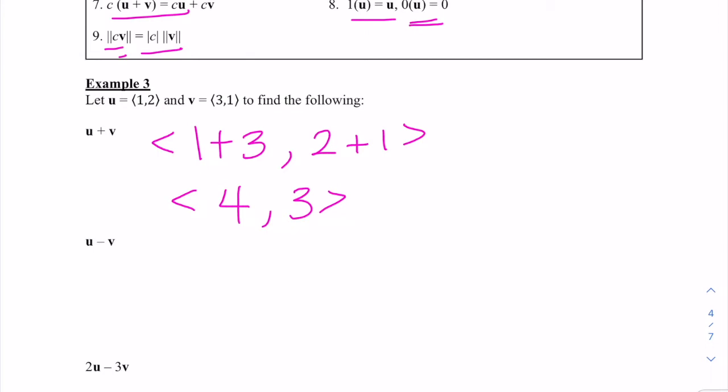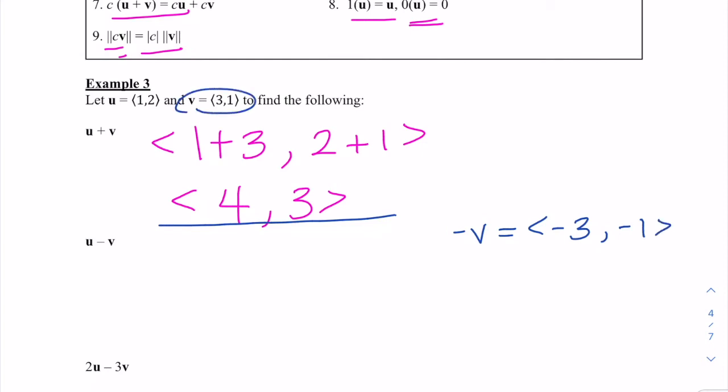Okay, and then u minus v, that means that we're going to have u, and then we're going to add the negative of v. All right, so I'm just going to put the negative v over here. So negative v, well, that's going to be negative 3, negative 1, right? The opposite, because it was 3, 1.